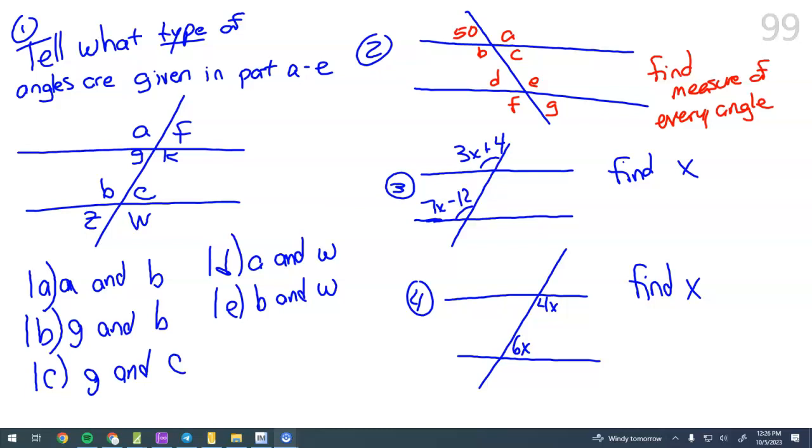A and W. So those are on the outside of the parallel lines and opposites. So that's alternate exterior. A and W. What else is an alternate exterior pair? F and G.